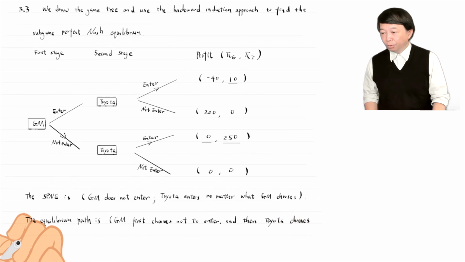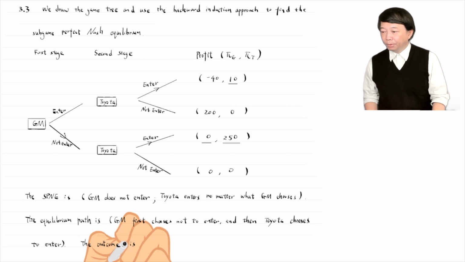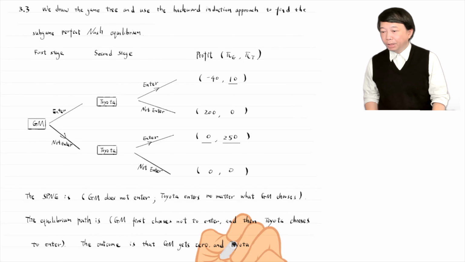GM first chooses not to enter the market, and then Toyota enters the market. The outcome of the game is that GM gets 0 and Toyota gets 250.